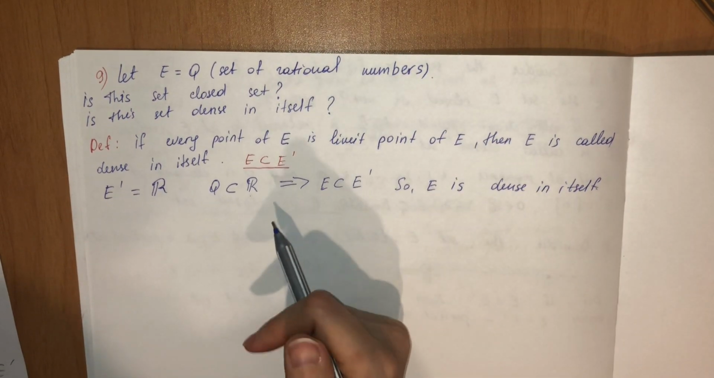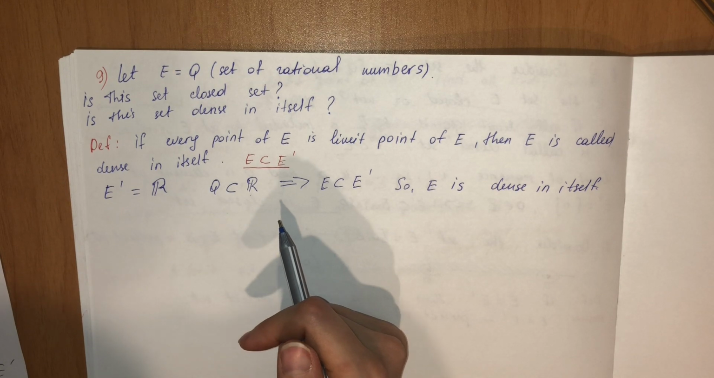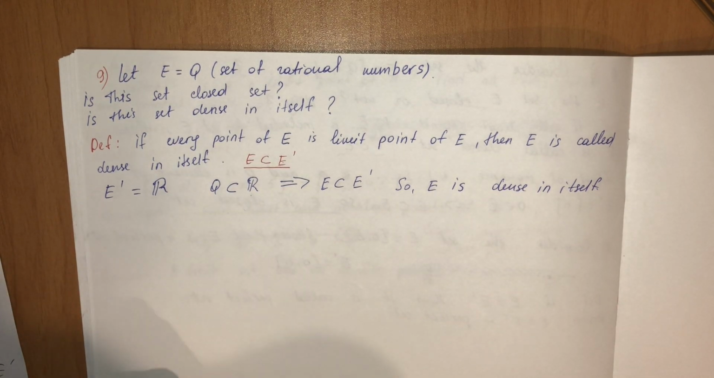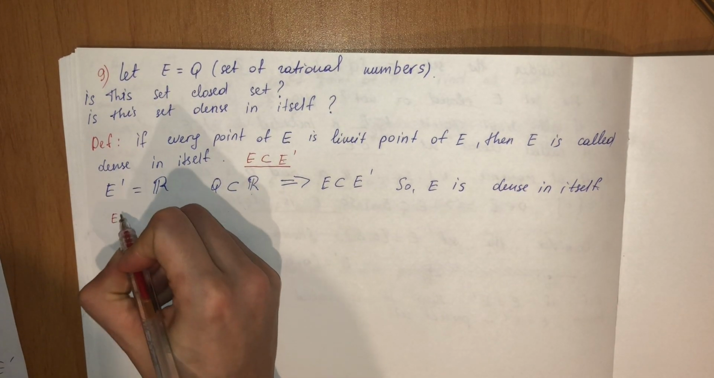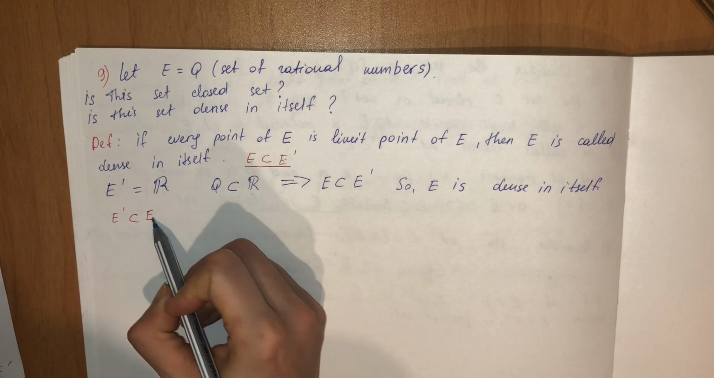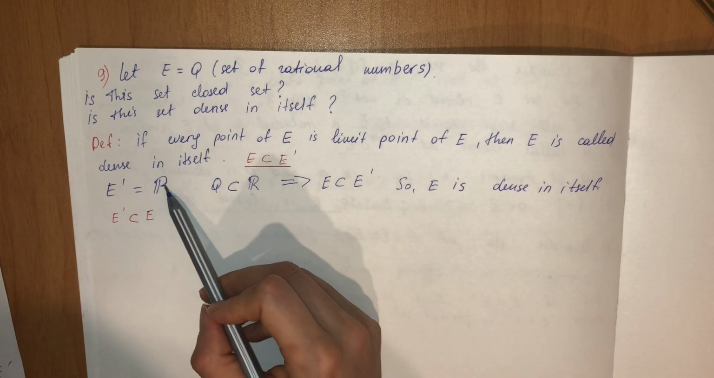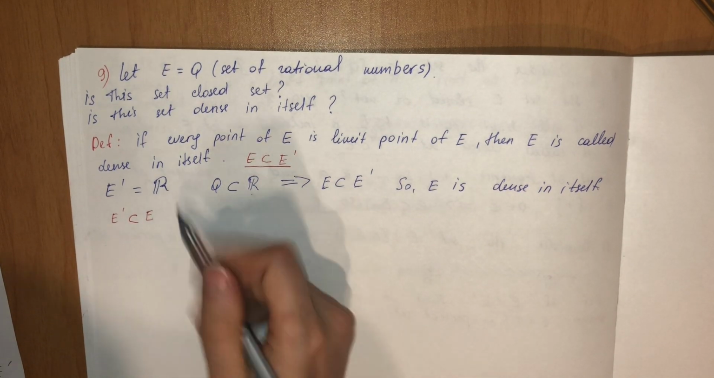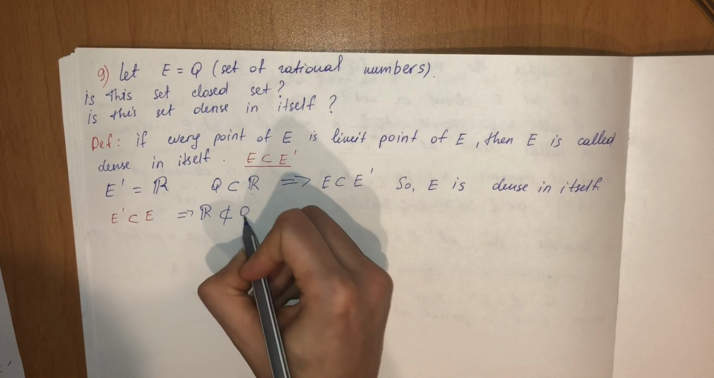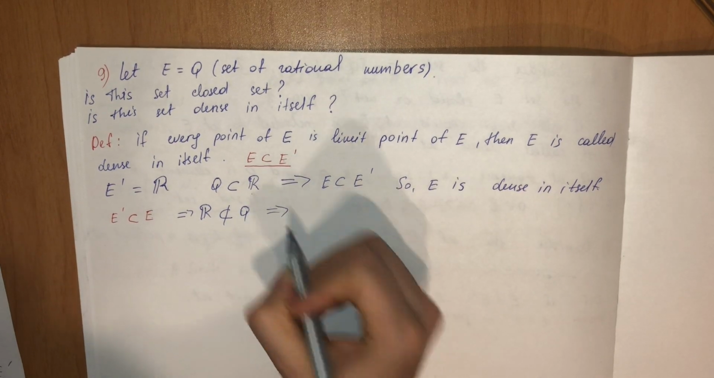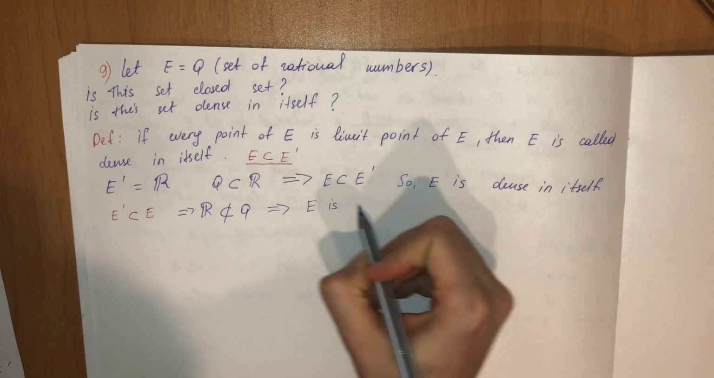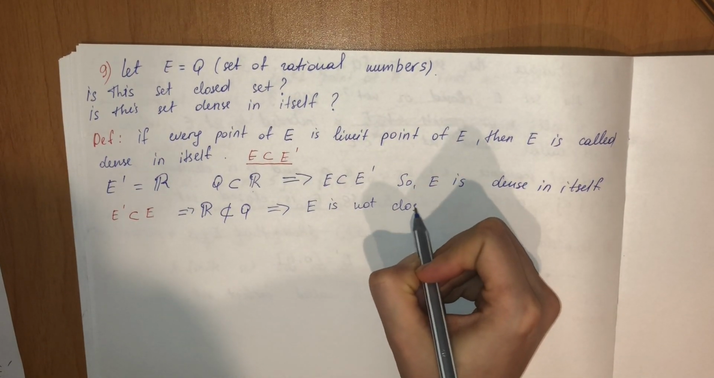What is the definition of a closed set? The definition of a closed set is that if E prime is a subset of E, then it is a closed set. But here E prime, R, is not a subset of Q. Yes, and therefore E is not a closed set.